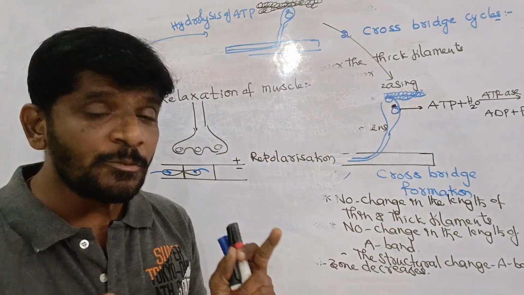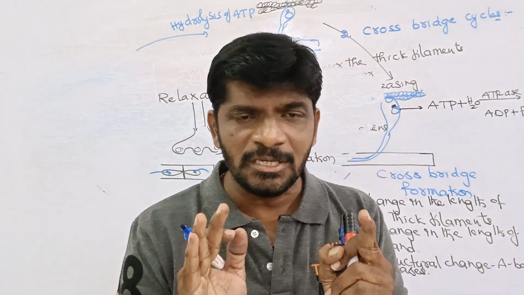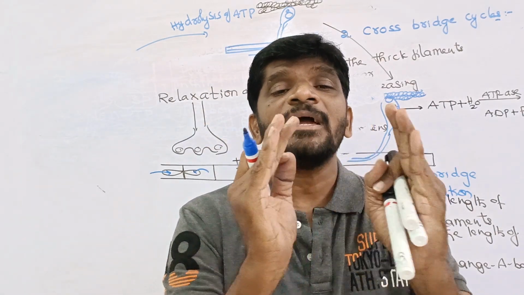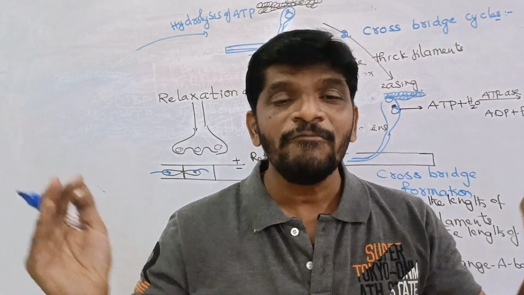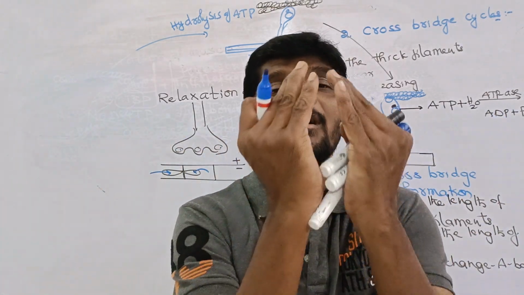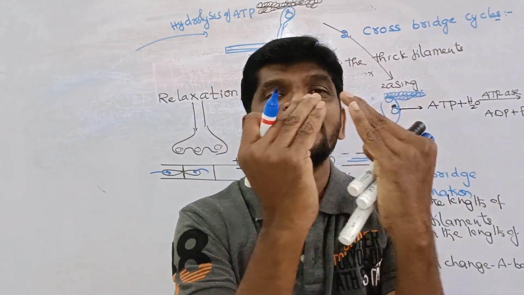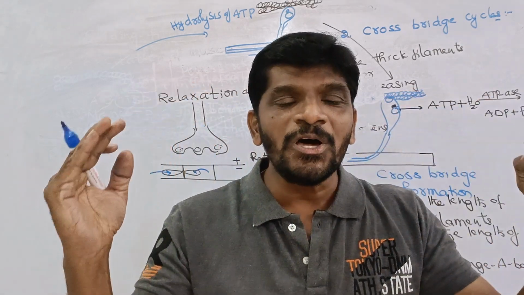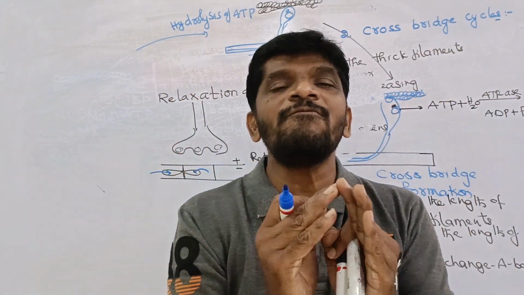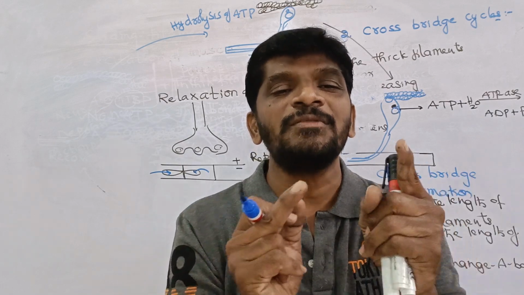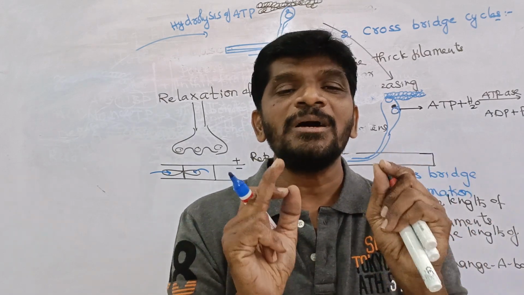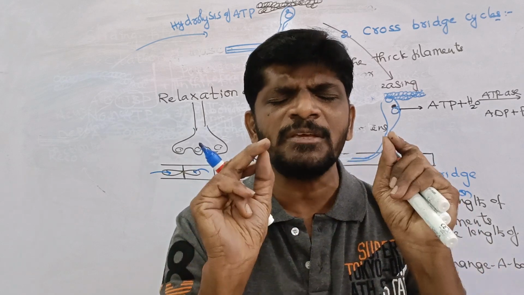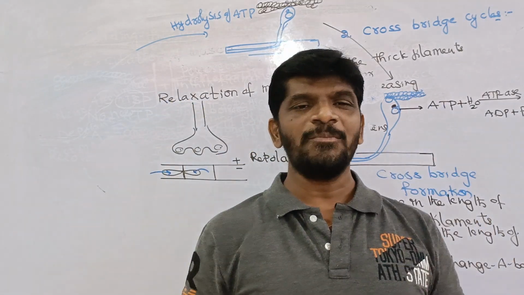The point to be remembered very much is that at muscle relaxation the two Z lines come back to normal. When the two Z lines are normal, the I band is normal, the sarcomere is normal, the H zone is normal. Everything becomes normal because of the relaxation of the muscle. It is a very important point. This is all about muscle contraction.